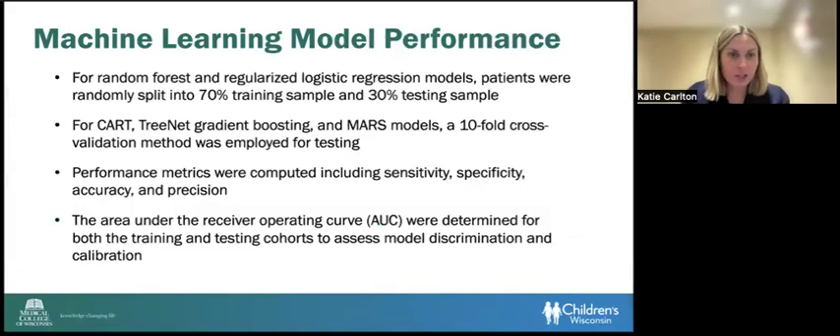We then tested our machine learning model performance, and we identified their performance metrics, including sensitivity, specificity, accuracy, and precision. And we calculated the area under the receiver operator curve, which was determined for both the training and the testing cohorts of patients to assess which model was going to be our best choice in order to do both discrimination and calibration of our model.